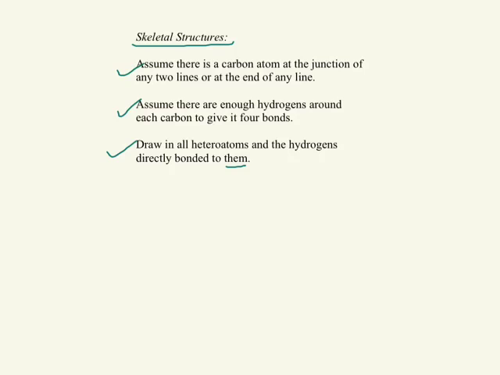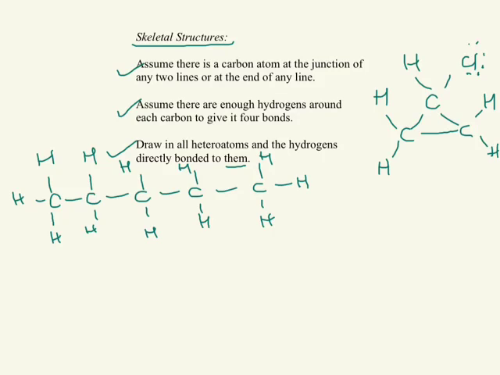So let's say, for example, first look at this compound. We're going to assume there is a carbon atom at the junction of these 2 lines. So how many carbons are there in this? 1, 2, 3, 4, 5. So put 5 points and join them. These points at the junction of any 2 lines, or at the end of any line, represent carbon.